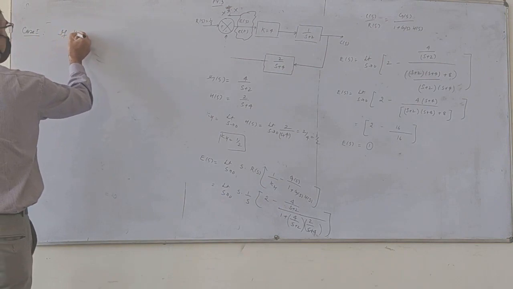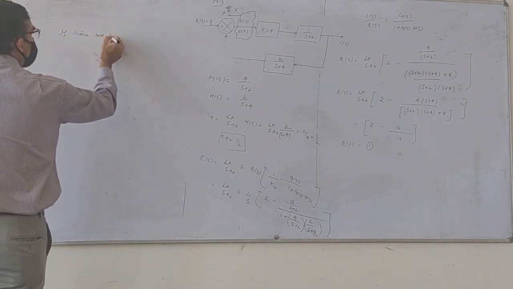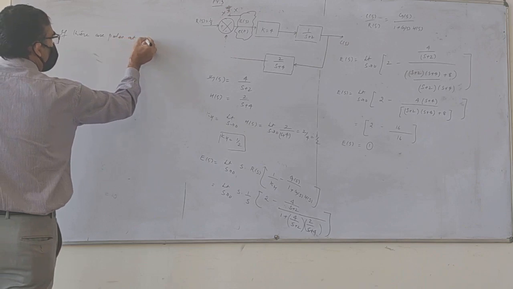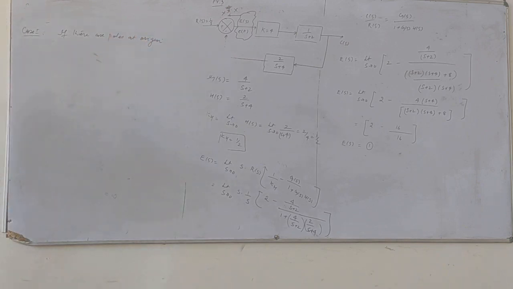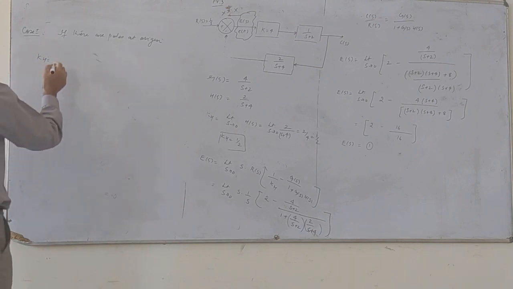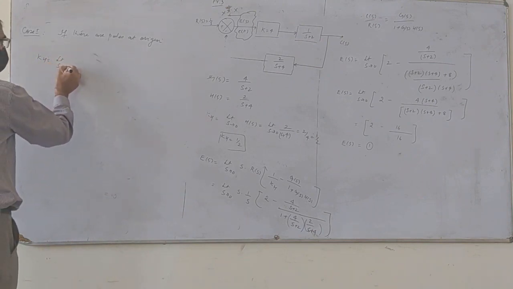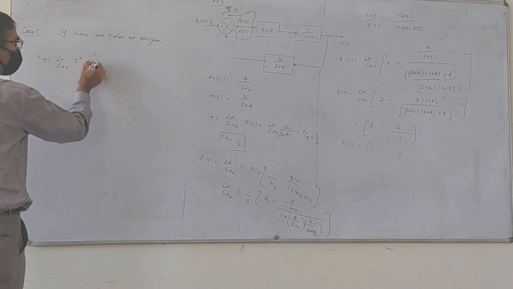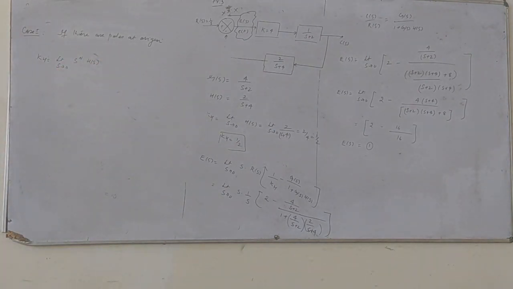If there are poles at the origin, sometimes they will ask what will be the change in the DC gain. The DC gain K_H will be equal to the limit as s tends to 0 of s^n H(s). Okay? s raised to the power n, H(s).